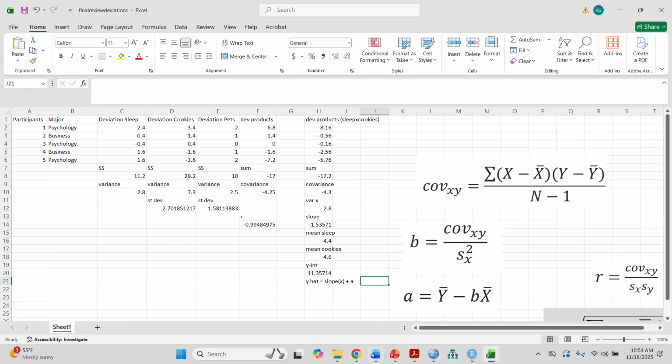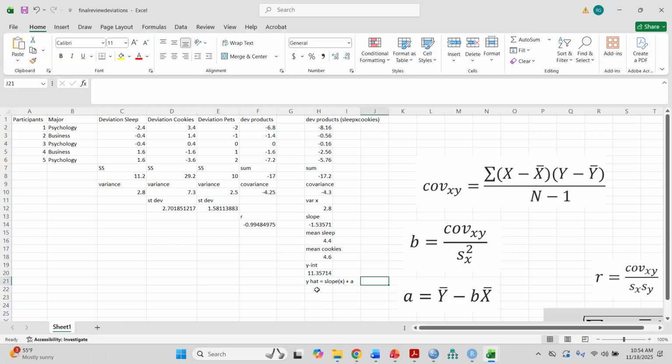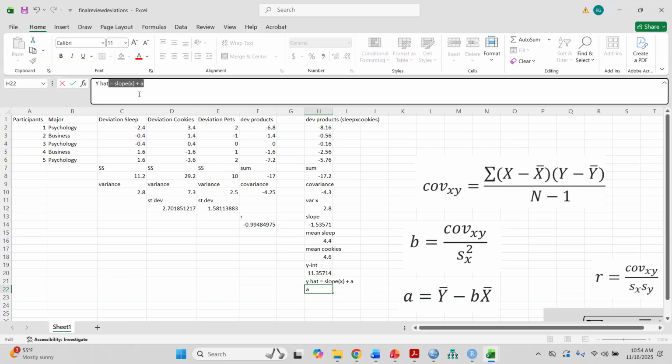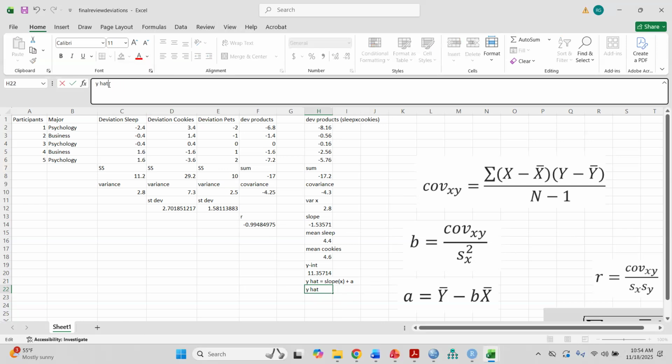And if you go back, it says, hey, I sleep for 3 hours. So how many cookies are we talking about? Well, you would substitute in here the slope times 3 plus the y-intercept. So why don't we do that? The predicted value of y should actually be y hat.